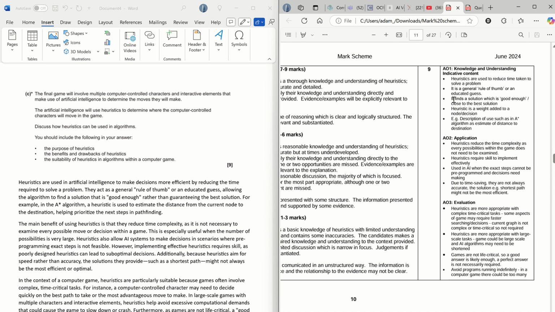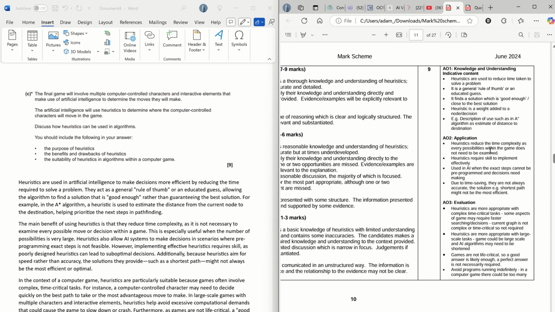What I prefer is the third comment where it says it finds a solution which is good enough or close to the best solution. So it's going to come up with a solution that works but isn't perfect. It's faster to process, it will have a better time complexity, but may not be accurate. If we start to look at the application, you can see straight away it's talking about time complexity because that's what the focus of this question really is.